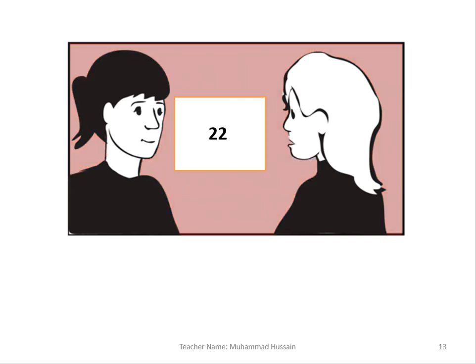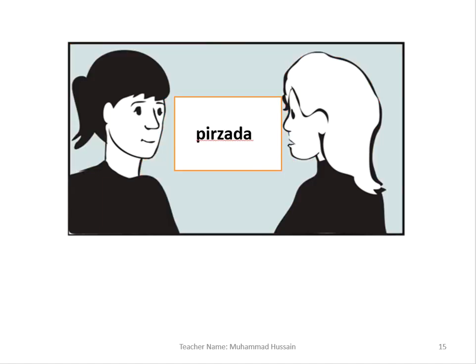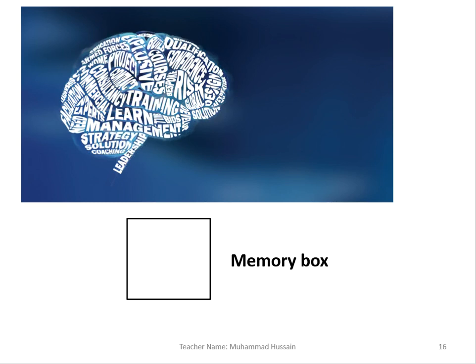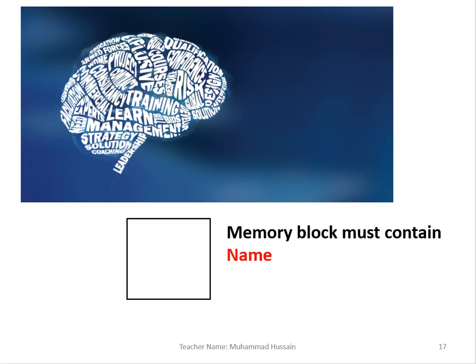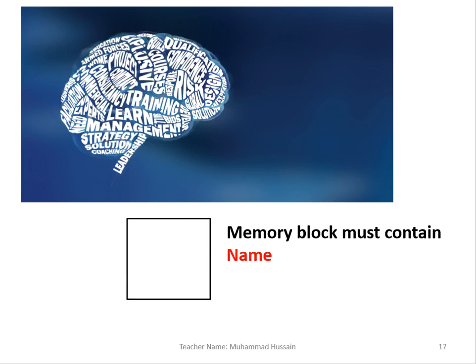Joke apart. If I ask you your name, you must tell me your surname, like Pirzada, like Mammon, like Sheikh, like Rajput, whatsoever. So you told me, sir, I am Pirzada. Now what's happening in your brain is that there is a block, and if there is a block, surely it contains some name. It must contain some name.